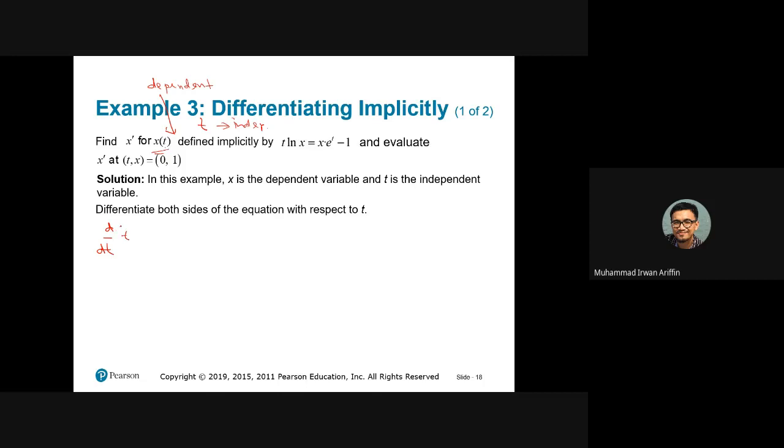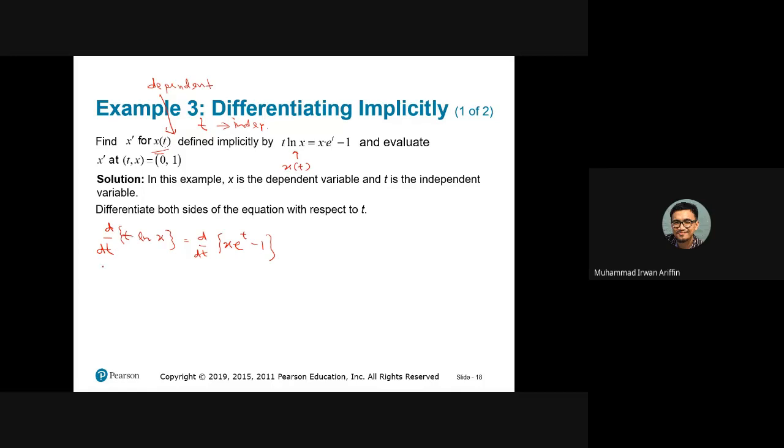So we have t multiplied with natural log of x equals, differentiate with respect to t, x to the power of t minus 1. Remember, this x is a function of t. So I have t here and t inside here. So I need to apply the product rule as well as the logarithmic rule, product rule, because there is a t here and there is a t inside x.